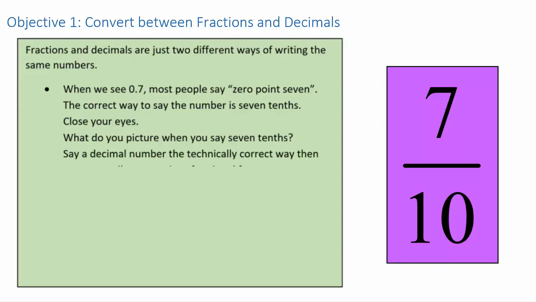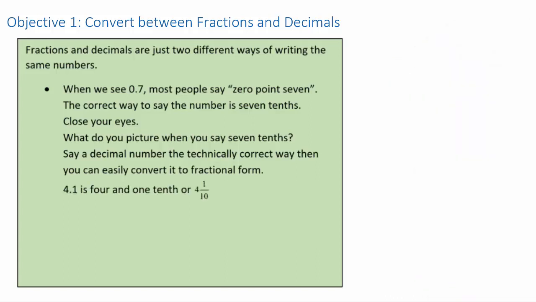So if you simply say a decimal number the technically correct way, then you can easily convert it to fractional form. I'm not suggesting that you should always read 0.7 as 7/10, just when you want to convert it to a fraction.